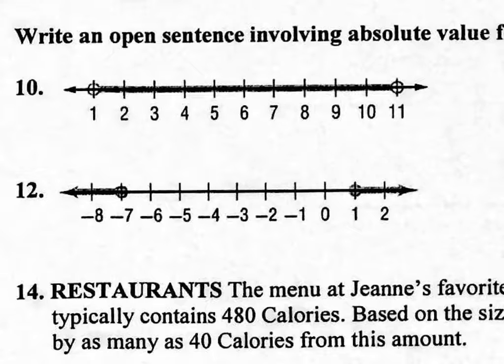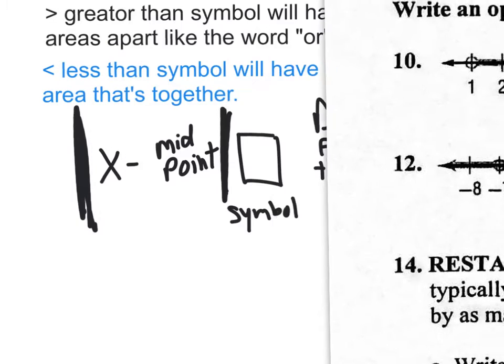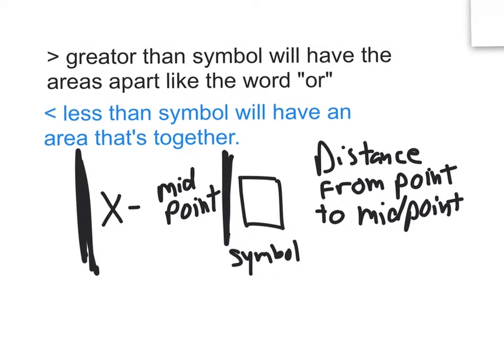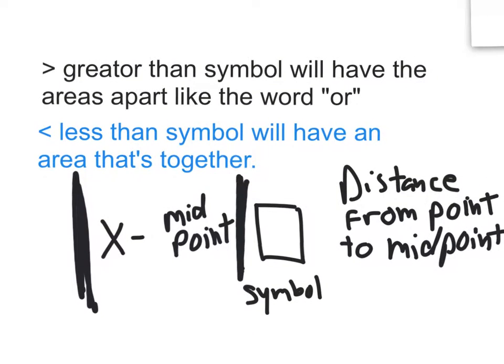Now, there's some notes that I wrote back here. It says that if you have a greater than symbol, the areas will be apart like the word "or." Now, you're probably reading this and thinking, hey, Mr. Salgado misspelled that, "greater." Yes, I misspelled it on purpose, kind of like when I say "great side" instead of "right side" to help you remember. I put the "or" right there on purpose because we should remember that the word "or" implies areas that are apart, correct?